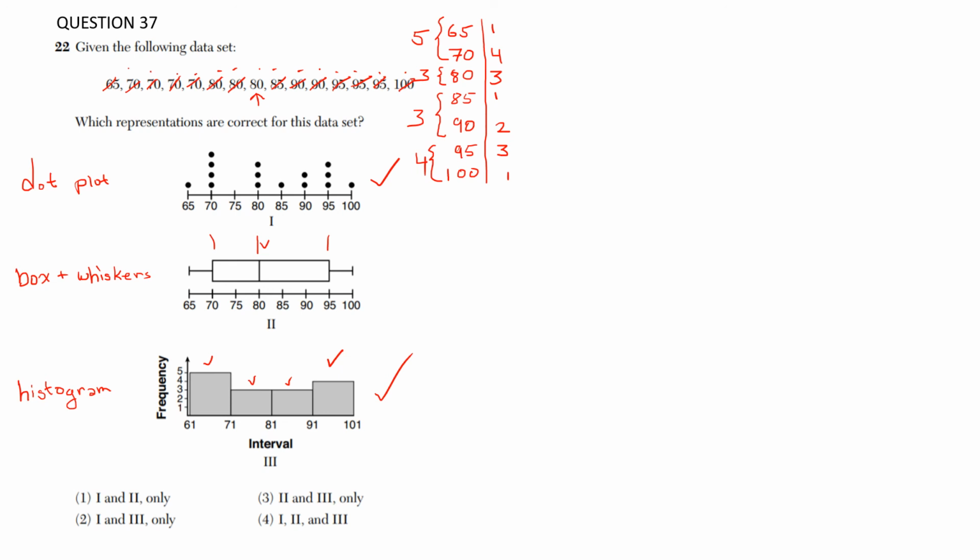I'm going to go in green on them. Boom, boom, boom, boom, boom. So that's our first quartile. And then same thing here. And this is our third quartile. 95 is indeed our third quartile, and then our first quartile is indeed 70. So this one actually works too. So all 3 of them work. And the answer that has this is answer 4.